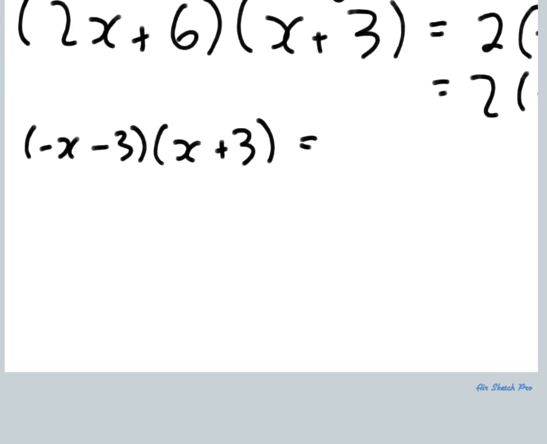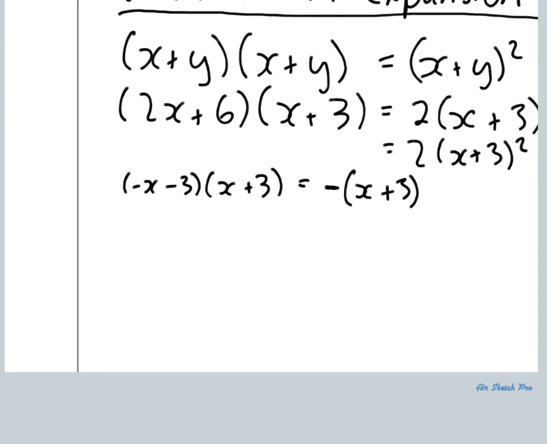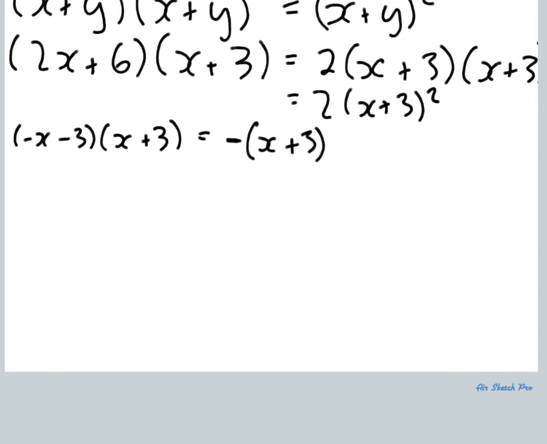Okay, so negative x minus 3 times x plus 3, that first binomial has a common factor of negative 1. So if I take the negative 1 outside the bracket, which typically is just the negative sign itself, then negative 1 times x is negative x, and negative 1 times positive 3 would give me negative 3. So taking a negative outside the bracket, as we have done in the past, has just changed the signs of the stuff inside.